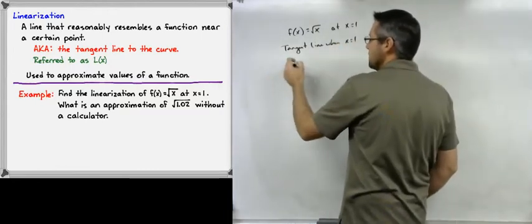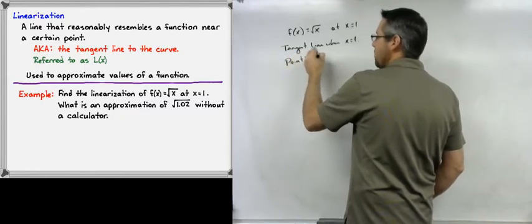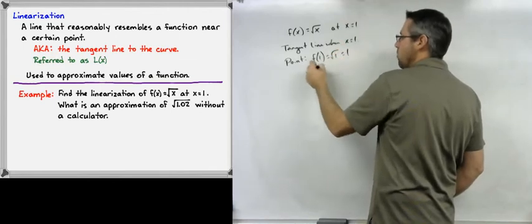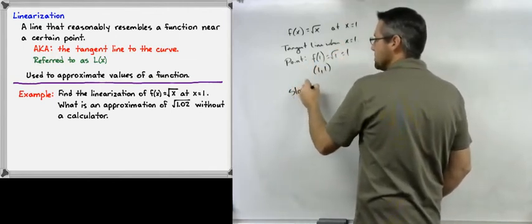First thing we need is our point. So we would find the point by plugging in 1 to the original function. So that would be radical 1, which is 1. So our point is 1 comma 1. And we need our slope. Remember, our slope is the derivative.